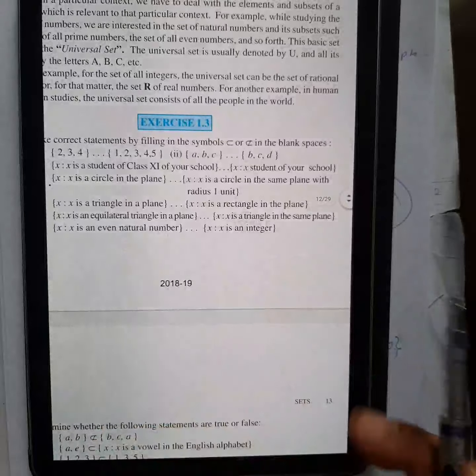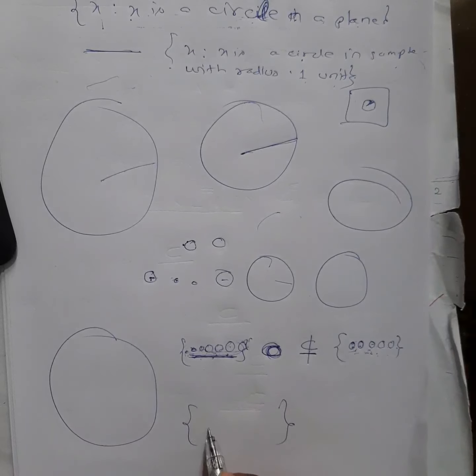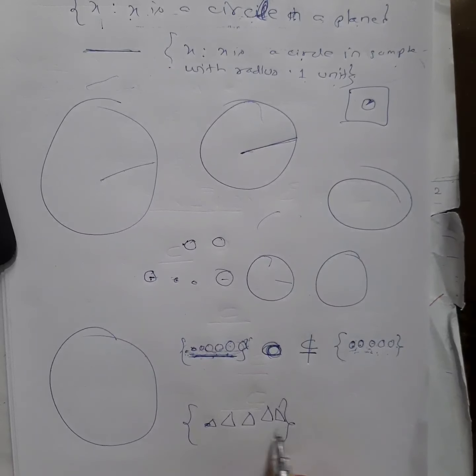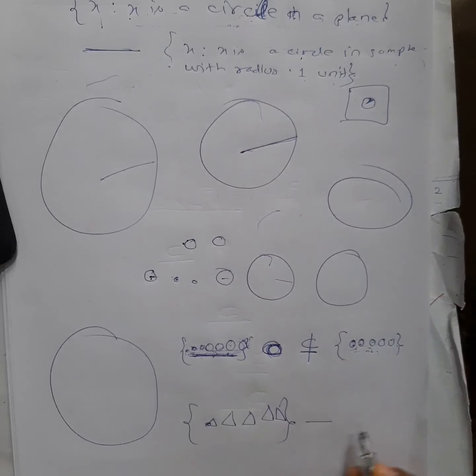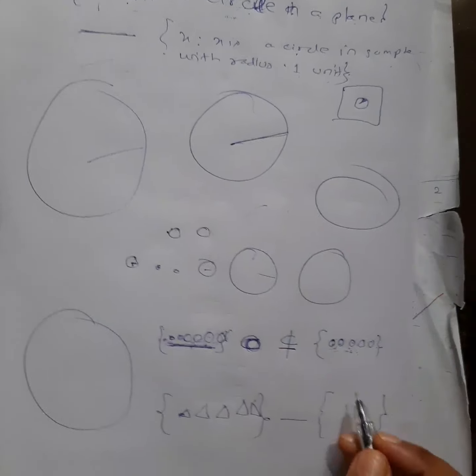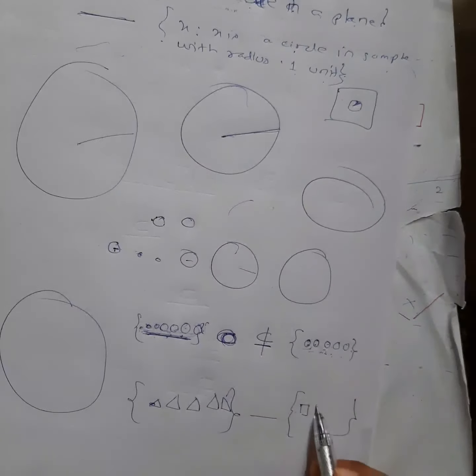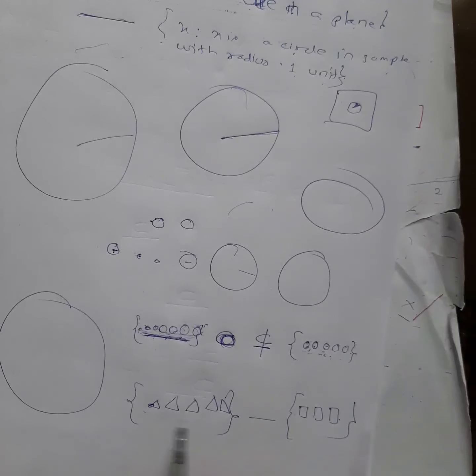So obviously this cannot be a subset. Why? Because your first set is a set of triangles, all kinds of triangles, right angle triangle, isosceles, all triangles are there. And what is your next set? The next set is a collection of rectangles. So obviously this cannot be there. This is a collection of rectangles, so how will you find these triangles here? Obviously you won't find them.